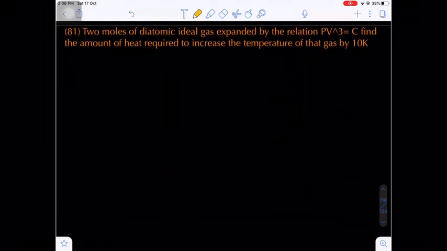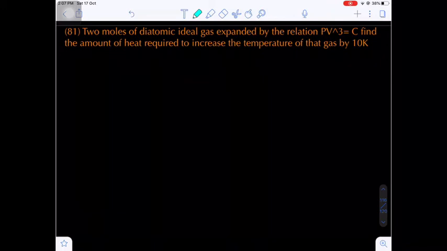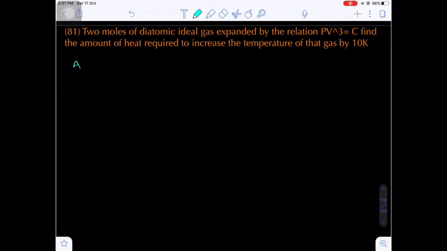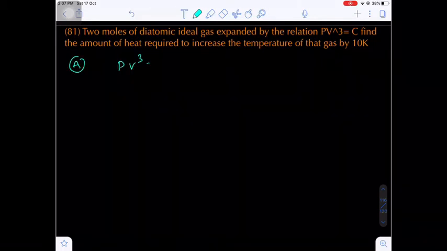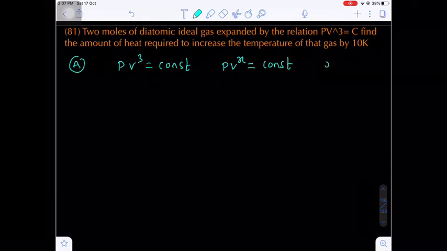Now question number 81. 2 moles of a diatomic ideal gas expanded by the relation PV cube equal to constant. Find the amount of heat required to increase the temperature of the gas by 10 Kelvin. In this question, first of all, we have to calculate the molar heat capacity for a polytropic process. What is the expression given in the question? P into V cube is equal to constant. The general expression is PV to the power x is equal to constant. If you compare both the exponents, you will find the x value as 3.